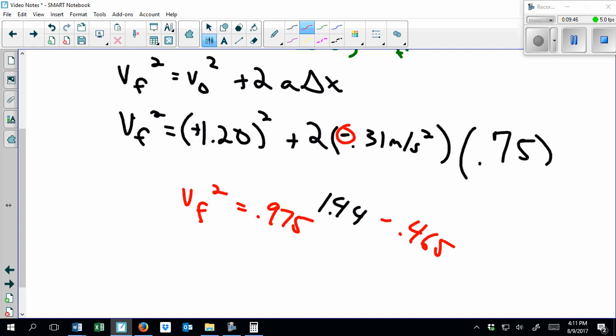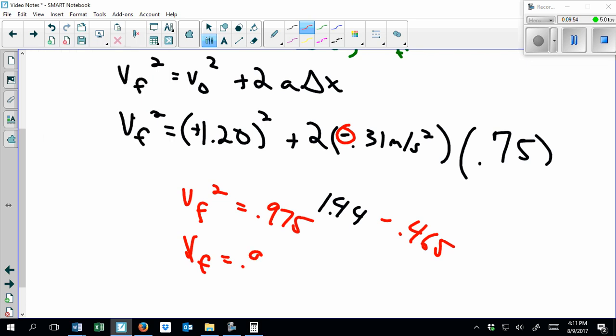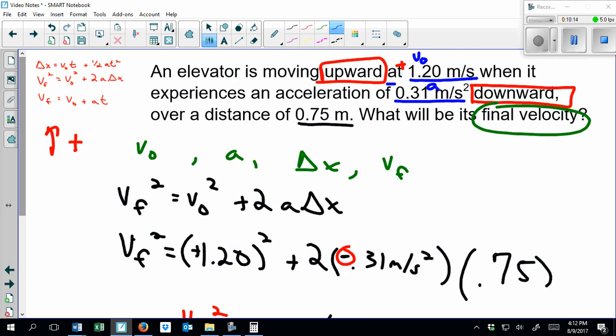To get rid of that squared, I take the square root of it, and my final velocity is 0.987 meters per second. And here's where I do need a direction. Because I am left with a positive number, that means I am still in the positive direction. We said earlier that positive was going to be upward, so I am moving at 0.987 meters per second upward after this acceleration.